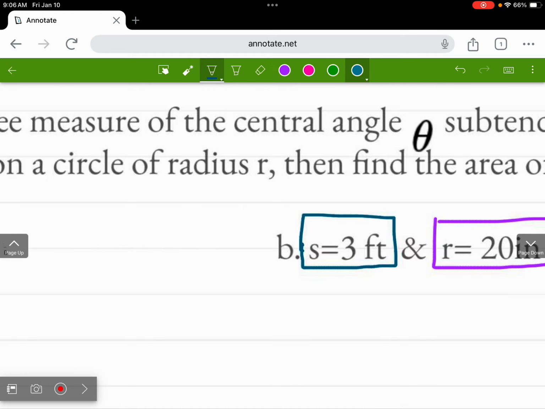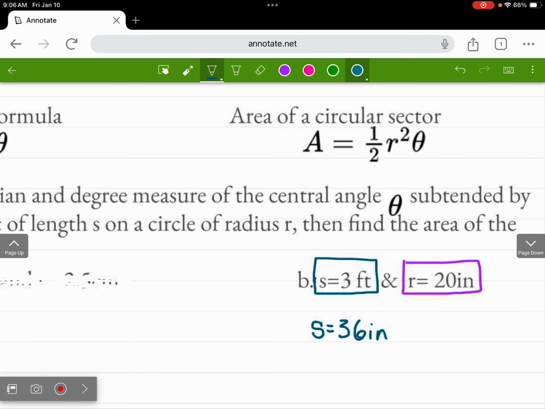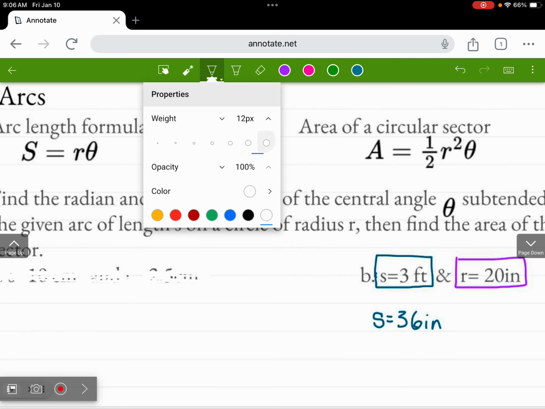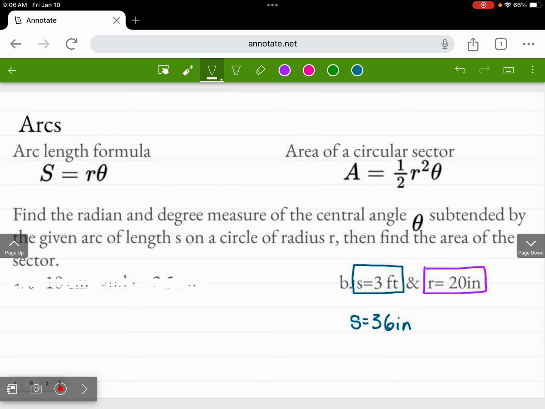Because this arc length, what is 3 feet in terms of inches? 36 inches. You can absolutely put 20 inches into feet if you're really feeling like it. A little harder, you'll have decimals. Not wrong, just weird. But if you want to rock the weird, go for it. Fully support it. Okay, so get them into the same units. I'm pretty sure there was one on the homework that had different units like that.